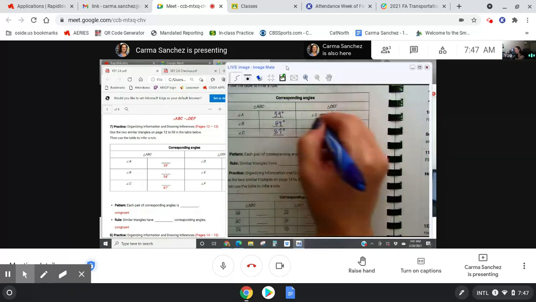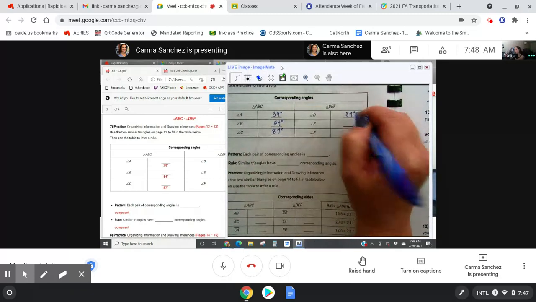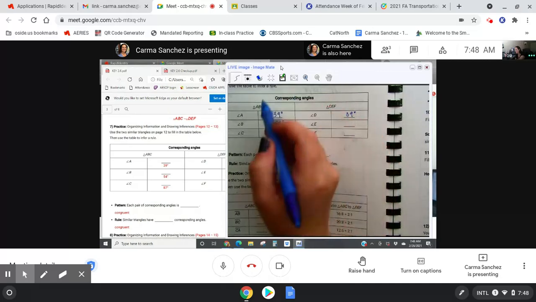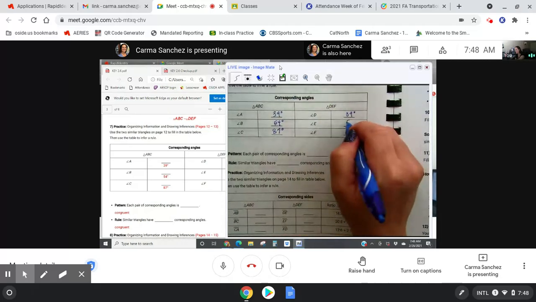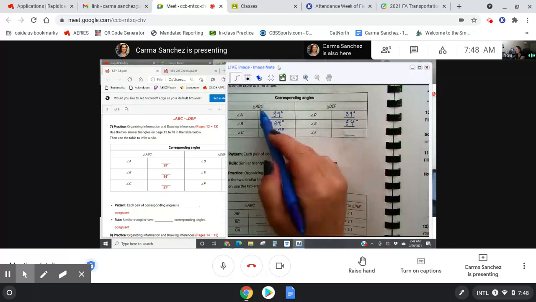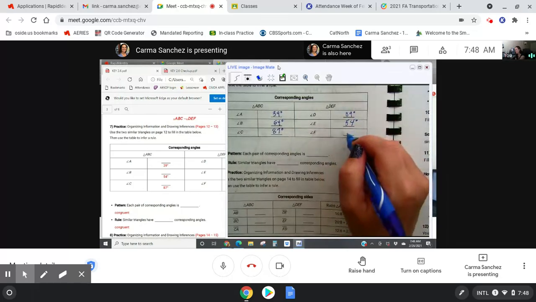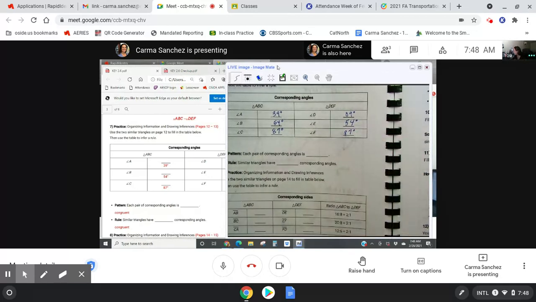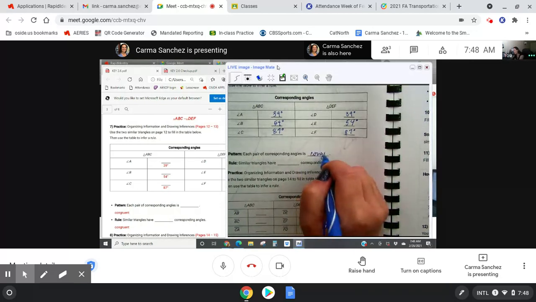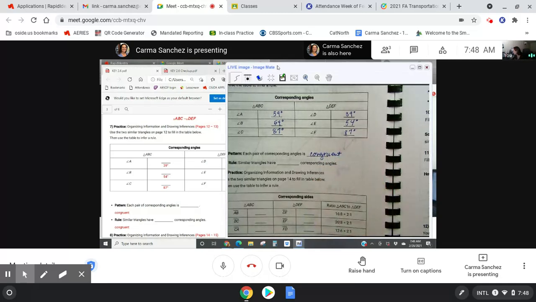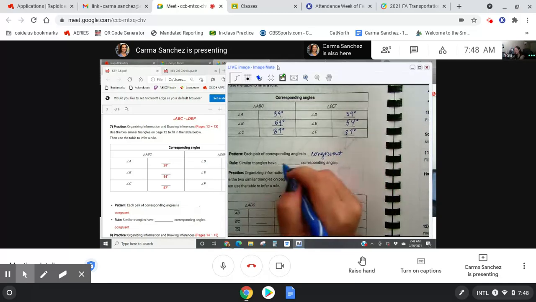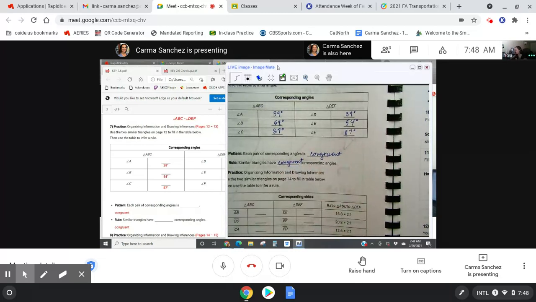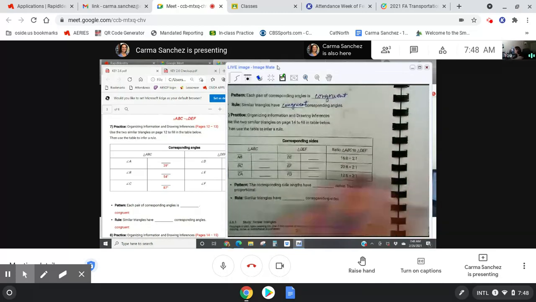So the corresponding angle, angle D, is also 39. The corresponding angle, so look at the middle position, they're both 54. And 87 for angle C, last position angle F, sorry, not 84, 87. And so we are going to notice that each pair of corresponding angles is congruent. And similar triangles have congruent corresponding angles. That's the rule. Okay, let's go down here to this next section, see what this says.